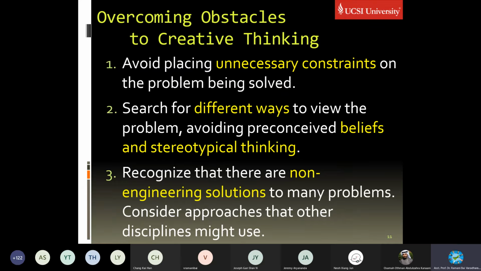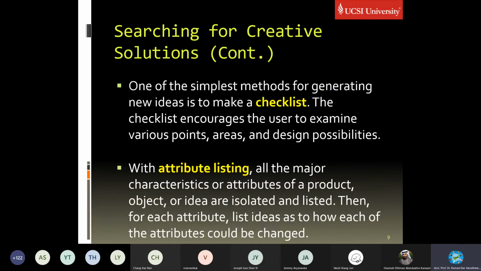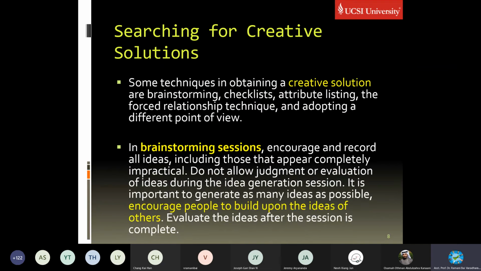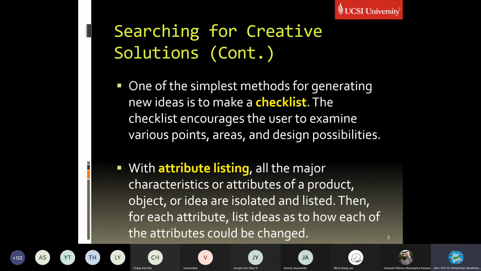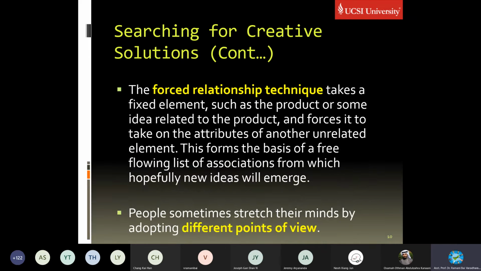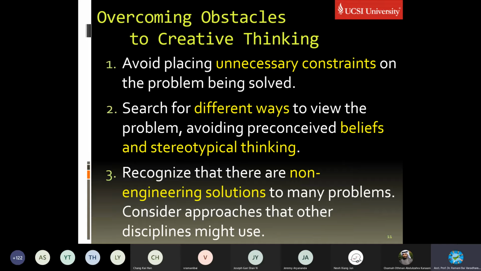Overcoming obstacles to creative thinking. When you use these types of forcing technologies, brainstorming, and all the previous steps in collecting information and getting the best methodology to get the best solution, you have a lot of obstacles and constraints. What to do? Avoid placing unnecessary constraints on the problem being solved, right? For this you must have good knowledge, background, ideas, and information read or learnt before. Then you avoid unnecessary constraints.